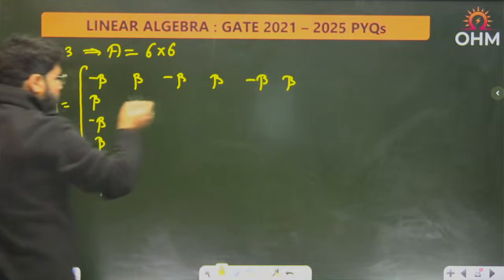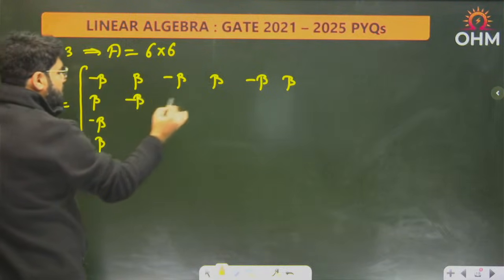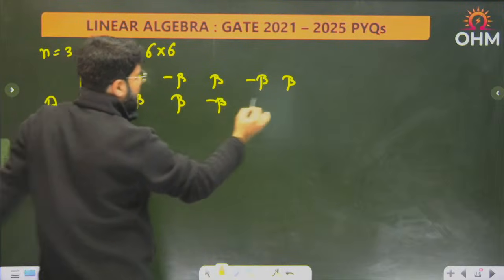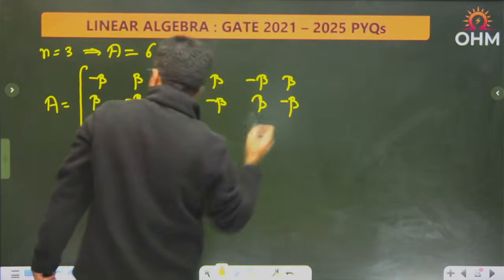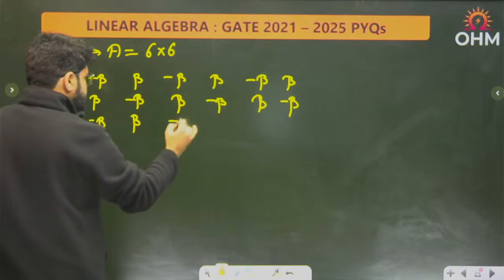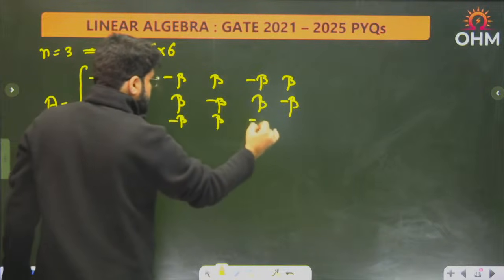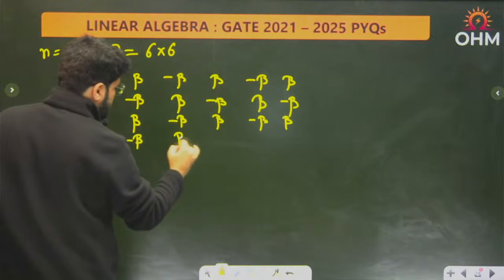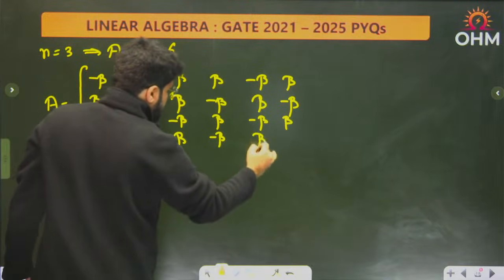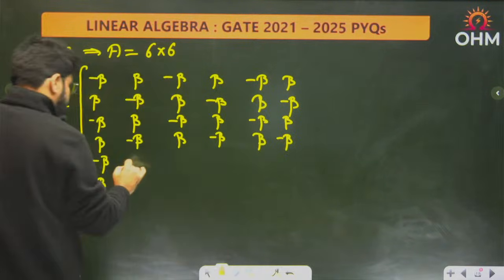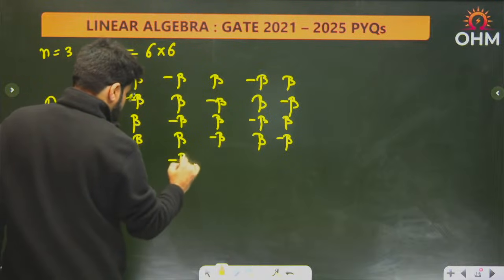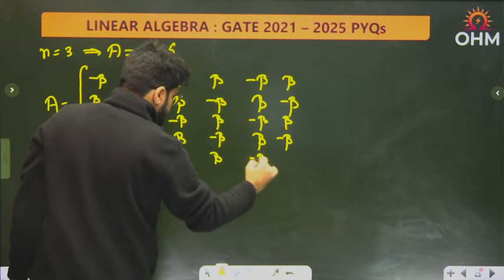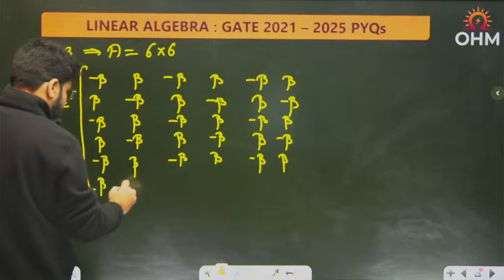Now complete every row by alternate only. If this is beta, then minus beta, beta, minus beta, beta and minus beta. Any doubt you can mention here. Okay, fourth row. Fifth row. Sixth.